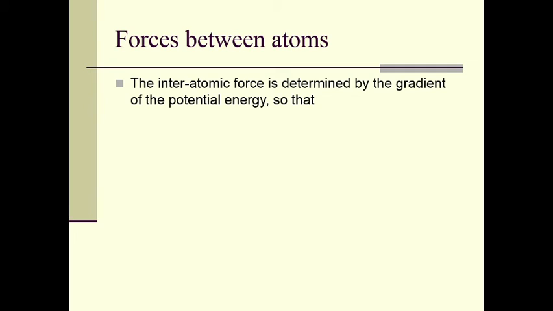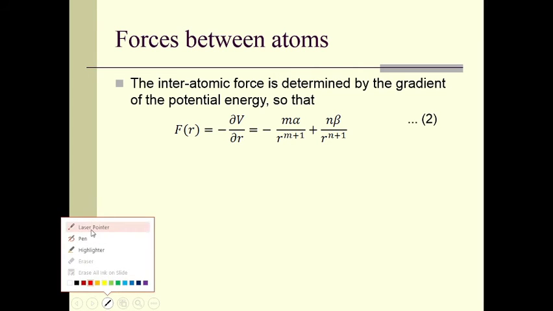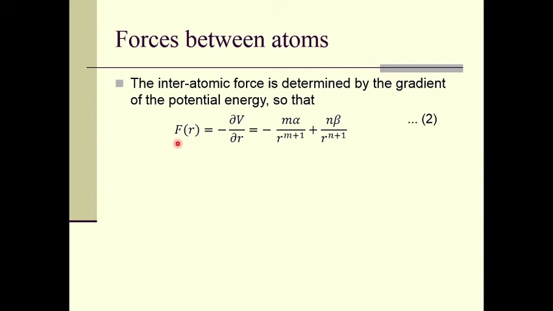The interatomic force is determined by the gradient of potential energy, and therefore if we take the gradient of potential energy, then we can get the force, right. So, this force is the negative gradient of potential energy. So, gradient is ∂V/∂r. Negative gradient means a minus sign. This ∂ means partial differentiation of the potential energy with respect to r that we have taken here.